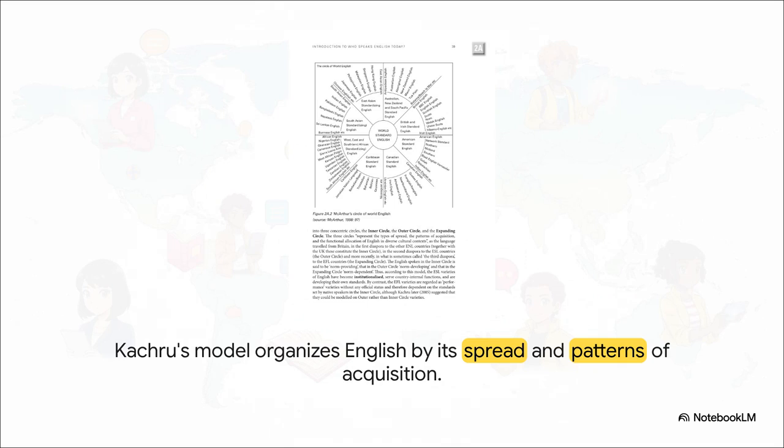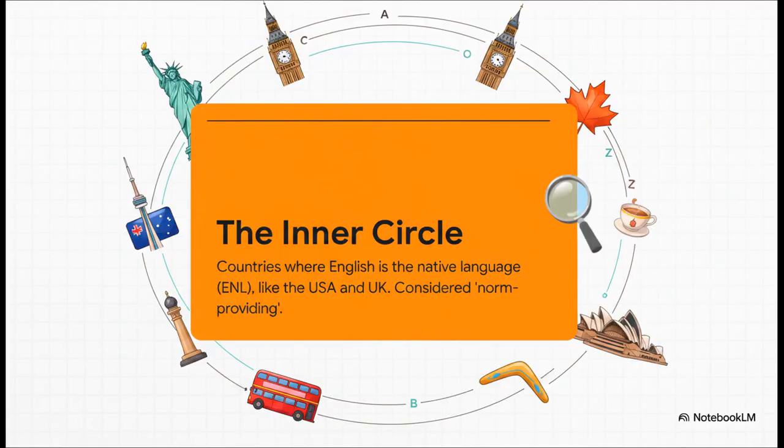It's a really powerful visual for understanding how English spread. And the genius of it is that it's not about how many people speak English, but about how a country got the language and what role it plays in that society. First up, you have the inner circle. This is the historical heartland, you could say. We're talking about countries where English is the main native language, like the UK, the US, Canada, Australia. Kachru called these places norm-providing, because traditionally, they set the rules. They're the ones who wrote the dictionaries and the grammar books that everyone else followed.